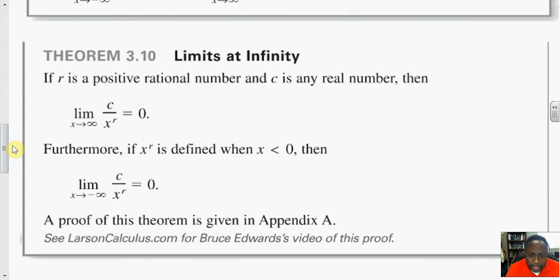Let me interject this here. The limits at infinity can also be examined by looking at a ratio. The limit of c over x to the r as x approaches infinity is equal to 0. And if x is going to negative infinity, then in this particular ratio, x is getting larger. It's downstairs in our denominator. r is a fixed power, so you get 0.